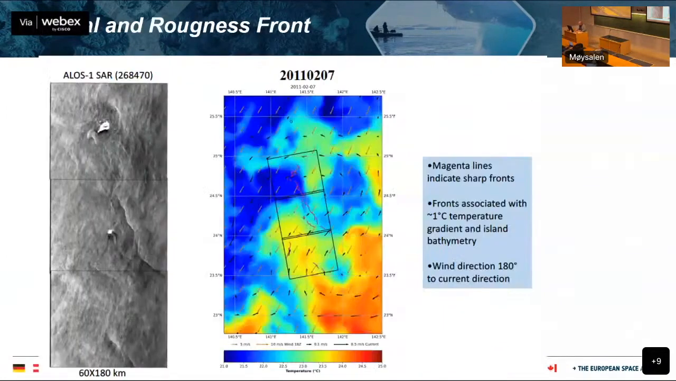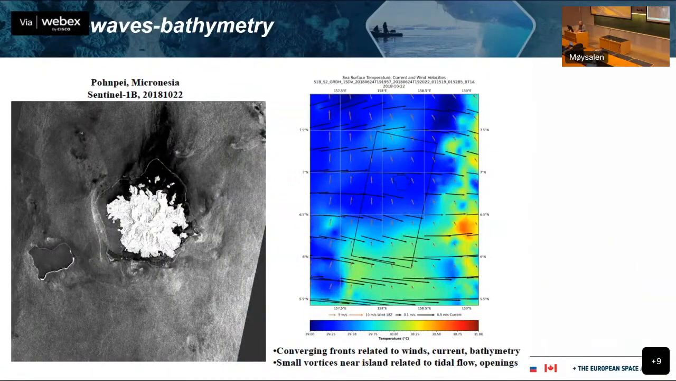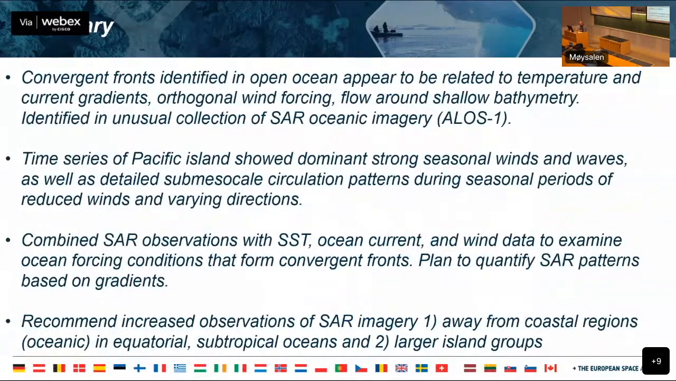Did I skip one? And there's also a convergent line on the western side of the island that extends down. That's kind of weak. And there are also these little bright vortices that seem to be associated with the tidal flow. They're related to the coral reef inlets, and probably related to some sort of tidal flow. So we're looking at those images as well.